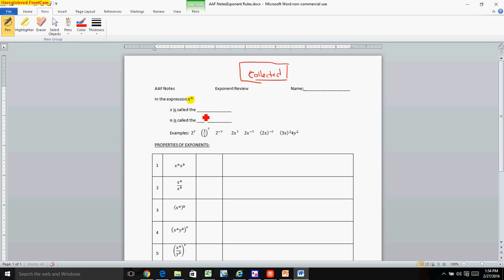X, the big number, is called the base. But we are going to say the base is an element of the real numbers, although we'll be dealing mostly with rationals. But the base cannot be equal to 0.